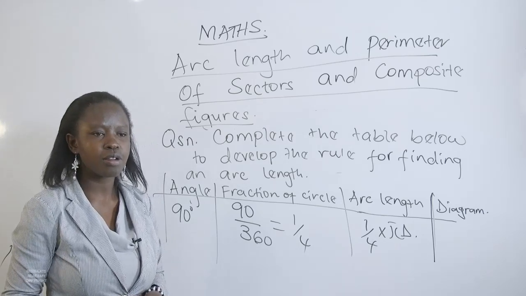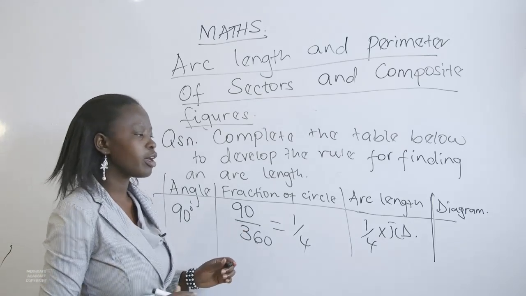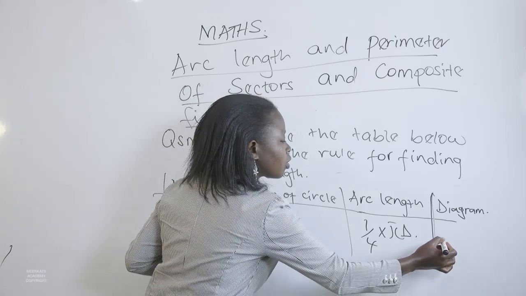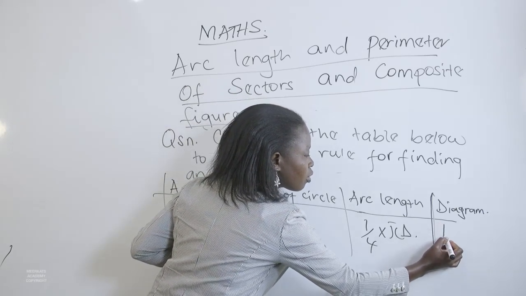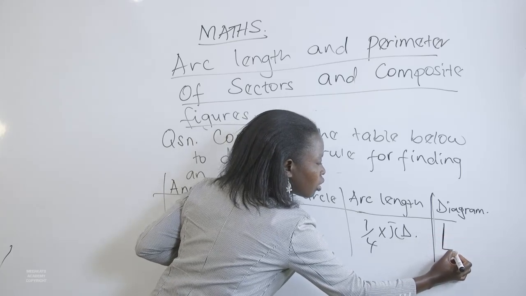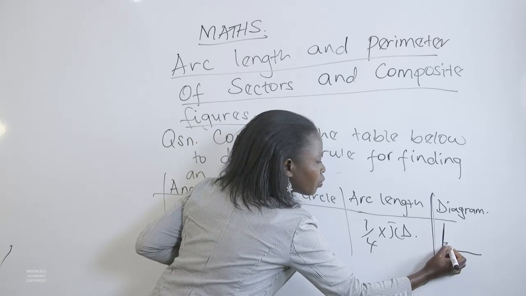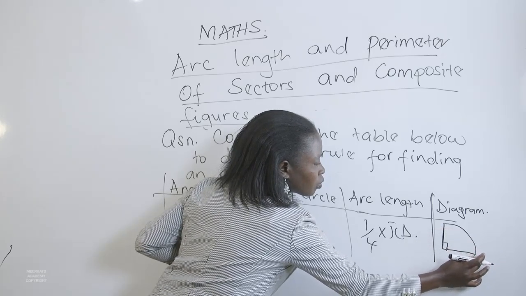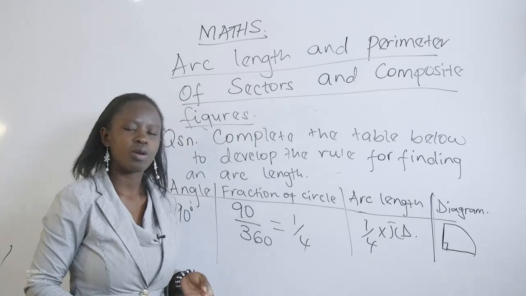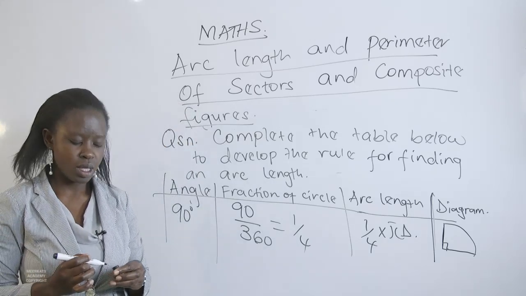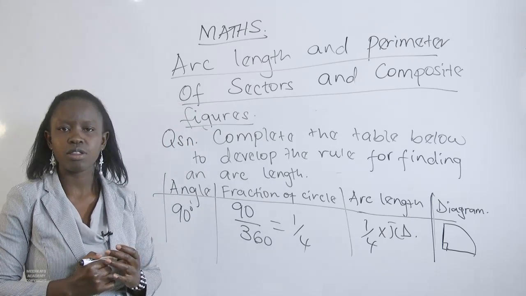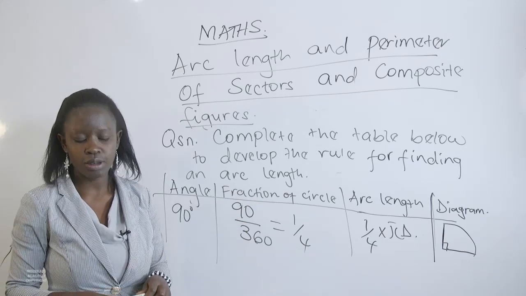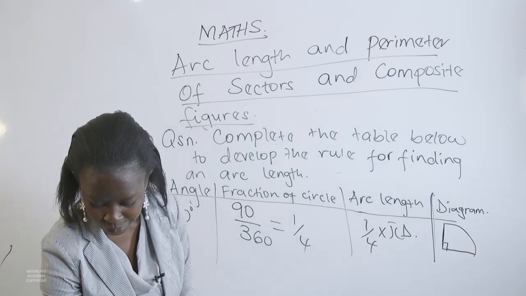So the diagram that is representing the details we have here, we are having a quarter of the circle. So that means a quarter of the circle, a circle that is showing an arc that subtends 90 degrees at the center of that given circle.